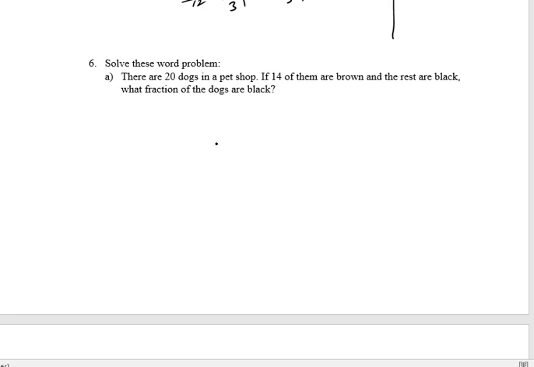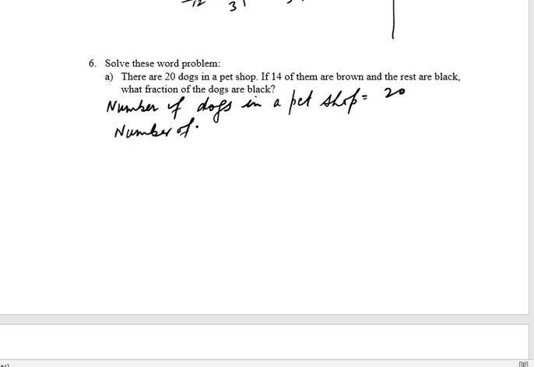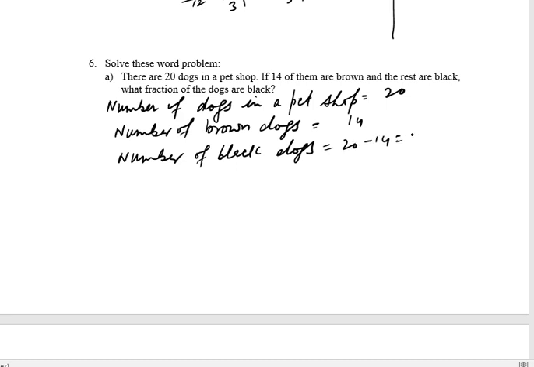So we will write the number of dogs in a pet shop. How many dogs are there, beta? It is 20. Number of brown dogs. How many brown dogs are there? It is 14. So number of black dogs, because the rest are all black, the number of black dogs will be 20 minus 14 equals 6.